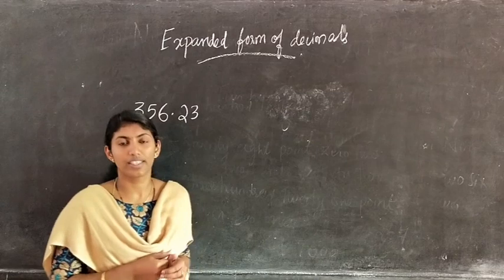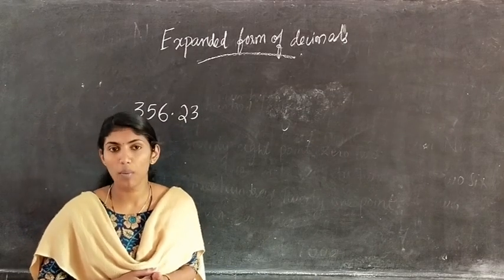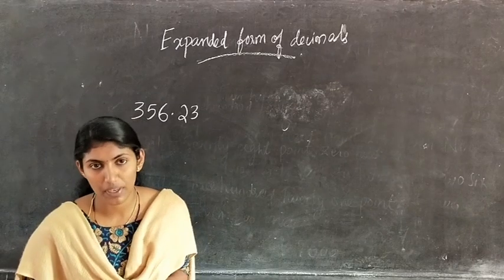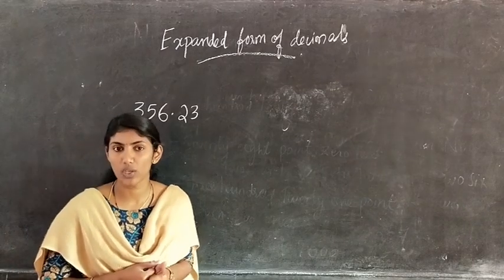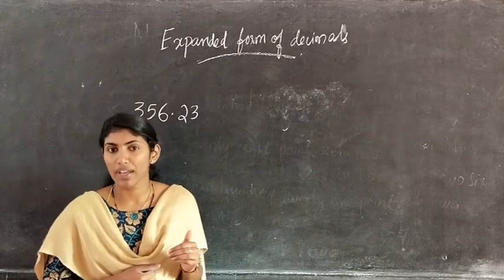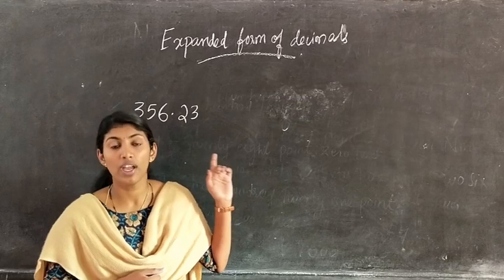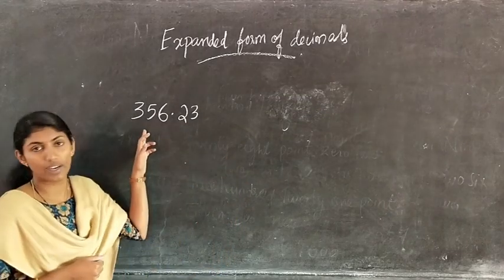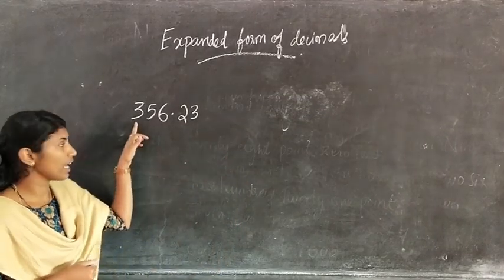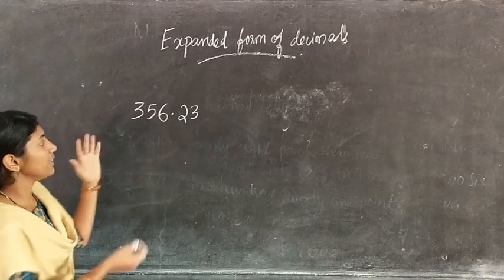Children, moving to next topic, expanded form of decimal. Expanded form means it is the way to write the numbers as the sum of the place values of its digits in order. We already learned how to write the expanded form of whole numbers. Now we will learn how we are writing the expanded form of decimal numbers. Here one decimal number is given, that is 356.23.